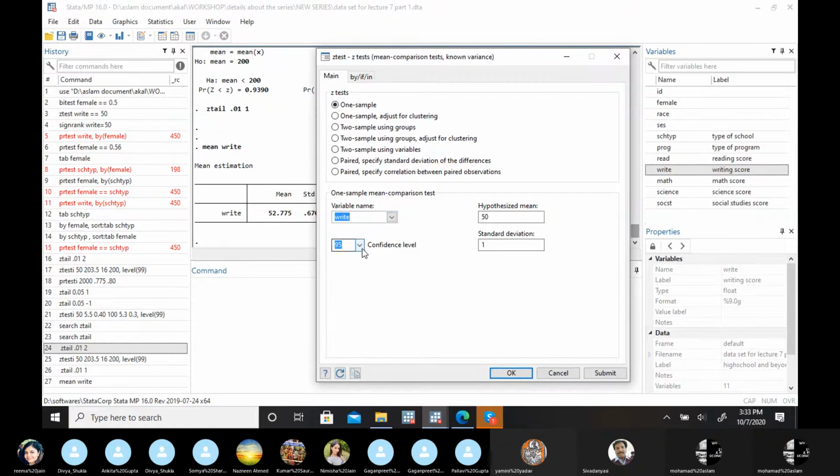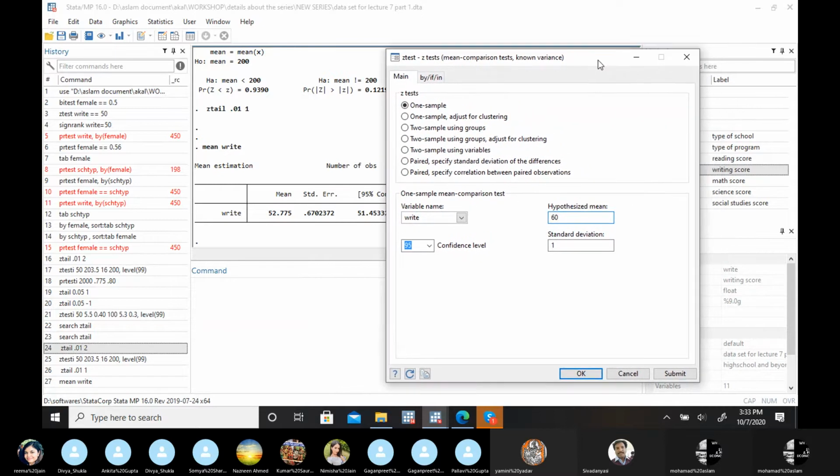Now it asks for the confidence interval. Let's suppose I want it at 5%, so the confidence interval is 95%. Now it will ask me two things. First, the hypothesized mean. I am saying it's 60. The second thing it will ask is the standard deviation of the population. So here the problem lies. We don't know the population standard deviation, because we don't have the population.